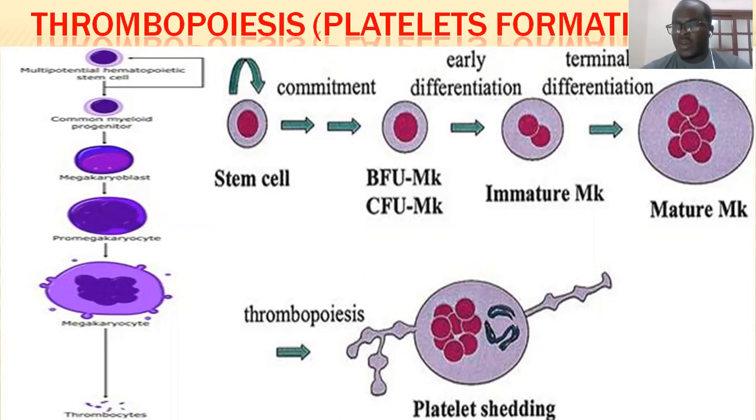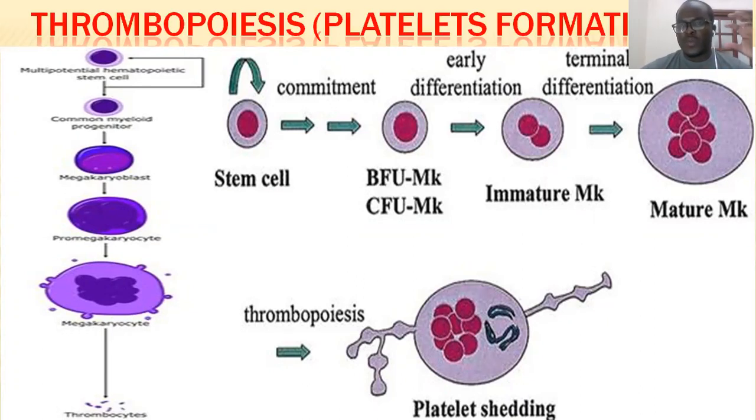So in the development of blood cells in general, I told you there is a change in terms of size. You have a bigger cell that will start becoming smaller until it becomes the mature blood cell. For instance, with red blood cells, you start with bigger cells that become smaller. Even for white blood cells, you have a bigger cell that becomes smaller. But with platelets, it's different.